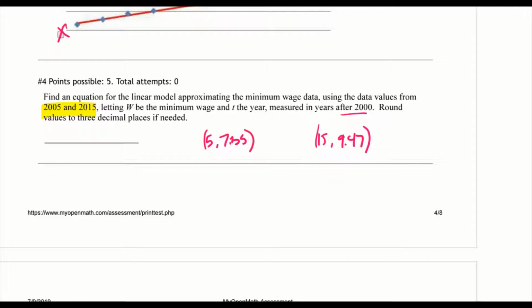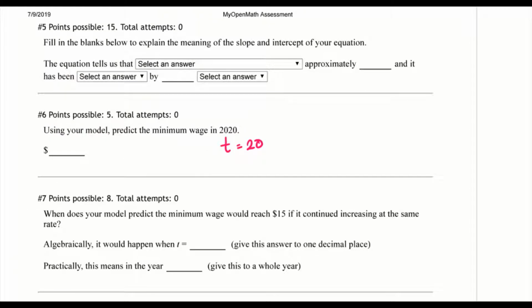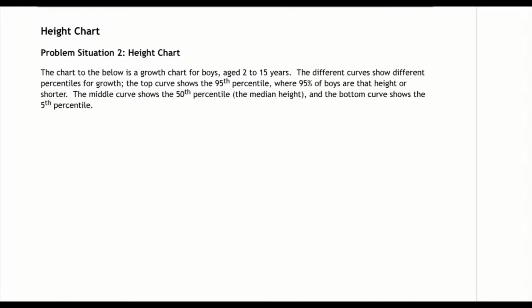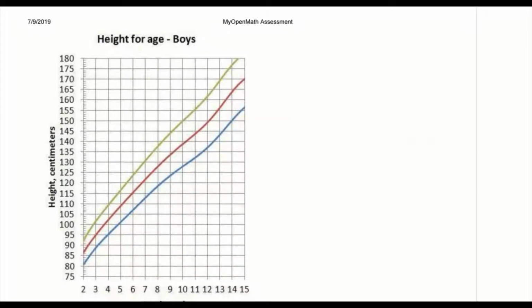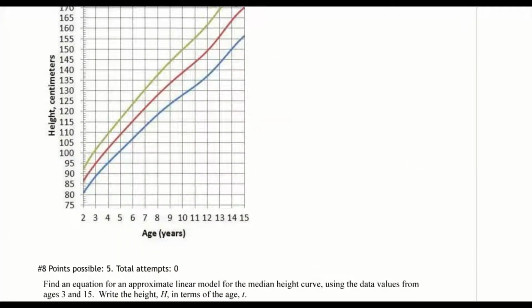So I'm going to use those 2 points to solve for slope, and then use the same steps we talked about. And once you do your prediction, you'll find that the minimum wage wasn't really realistic. We can do that for height for boys based on age.